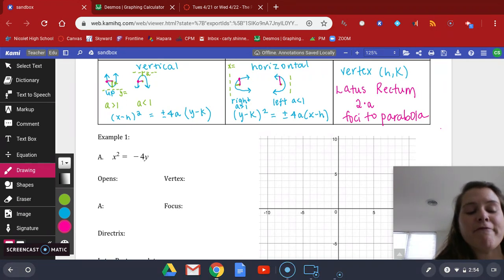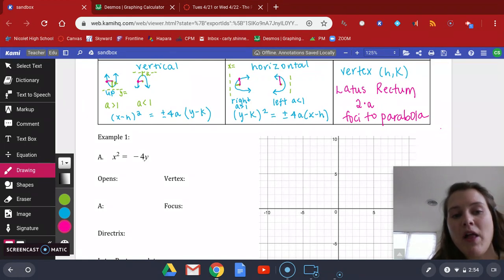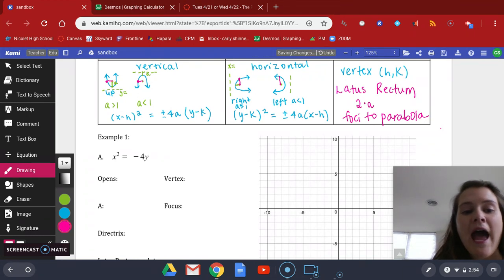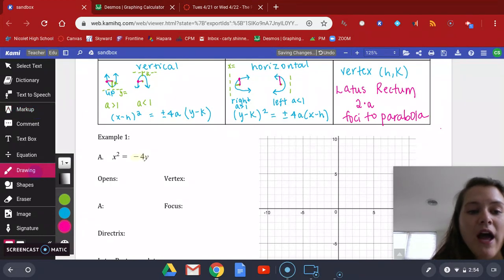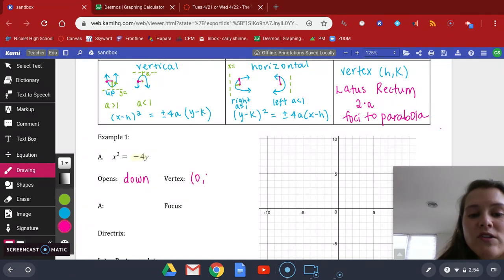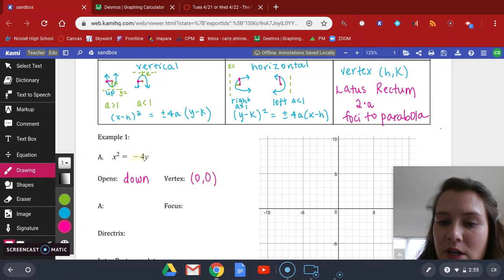So what I'm going to look at first is this x squared. And because the x is squared, that tells me the parabola is going to be vertical. So it's either going to open up or down. And since there's a negative in front of the 4, it's a negative 4, this is going to open down. And I see there's no h or k, so the vertex is going to be 0, 0.